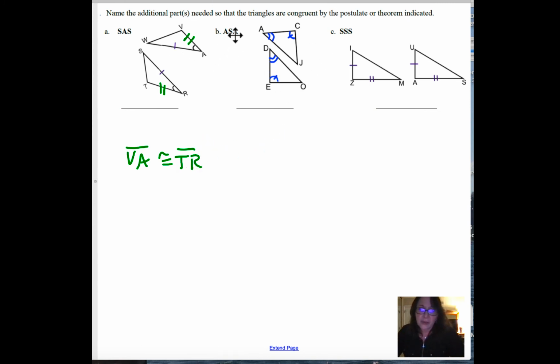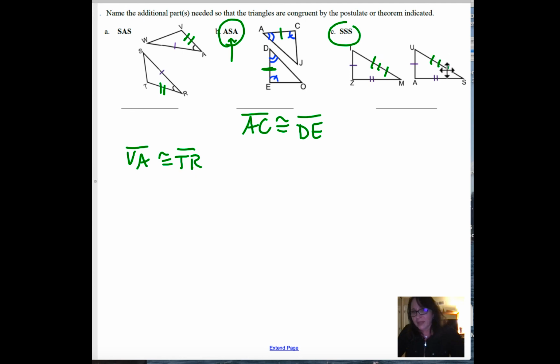For this one, for these to be congruent by angle, side, angle, I have to have the side in between the two angles. So there's my angle, so that has to be a side there and a side there. So you would have to say AC is congruent to line segment DE. And for these two to be congruent by side, side, side, we're just missing this length here and this length here. And so that's going to be IM congruent to US, line segment.